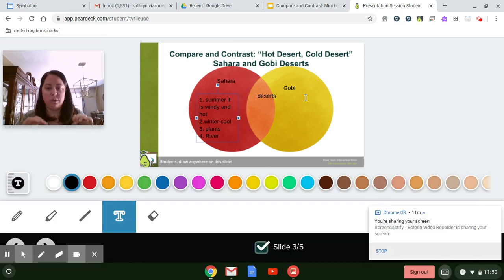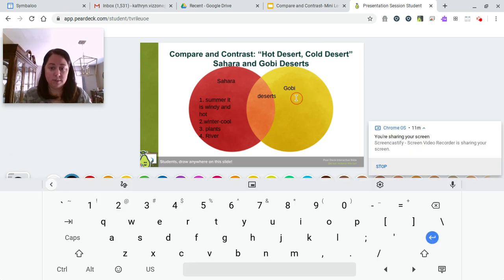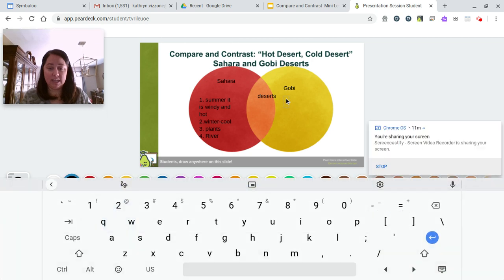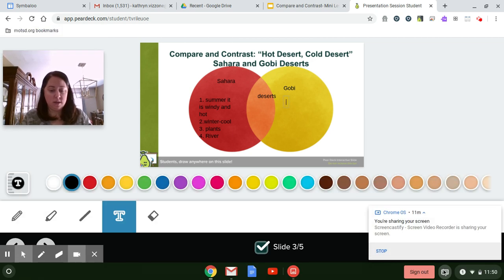Now I'm going to hop over to the yellow side. Let's move this over. Isn't this fun? Something different and exciting. So for number 1, the Gobi Desert in the summer, it is warm. It's not really hot like when you see deserts in the movies. It's just warm. Number 2, in the winter, it is very windy and cold.